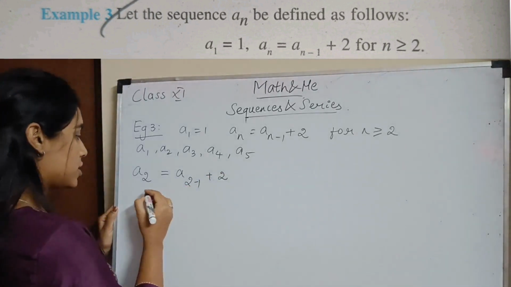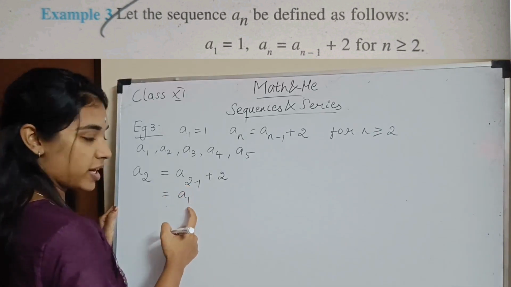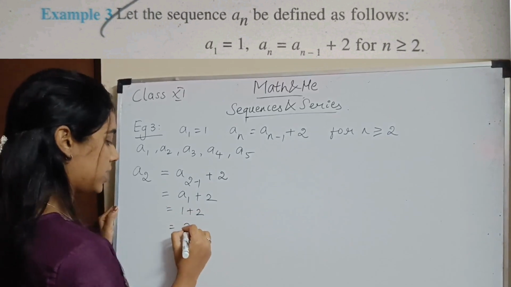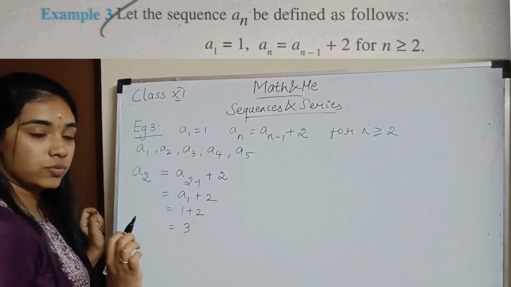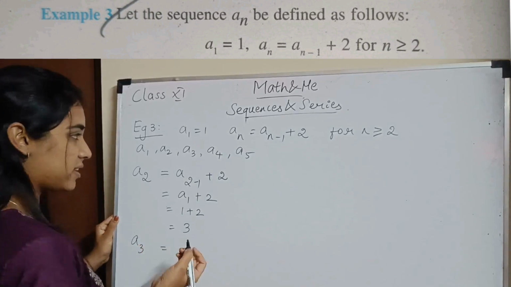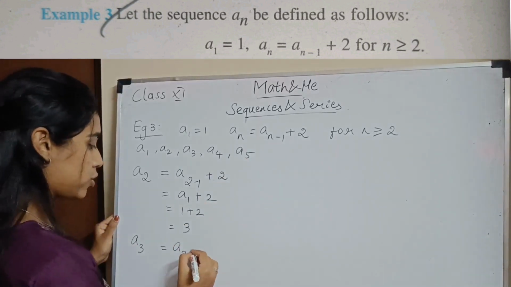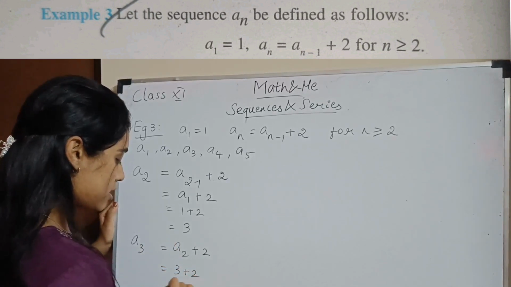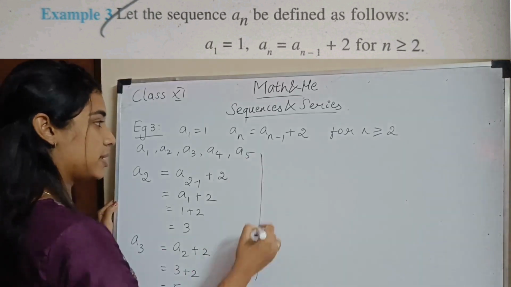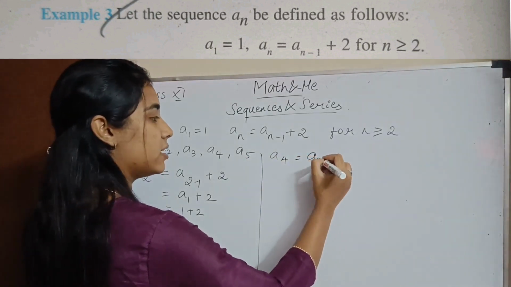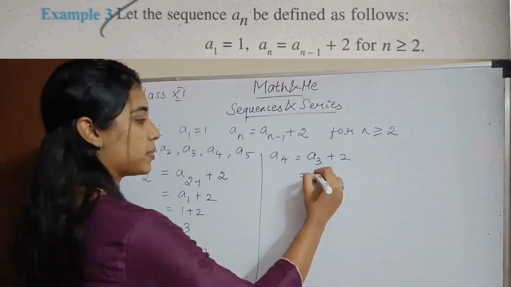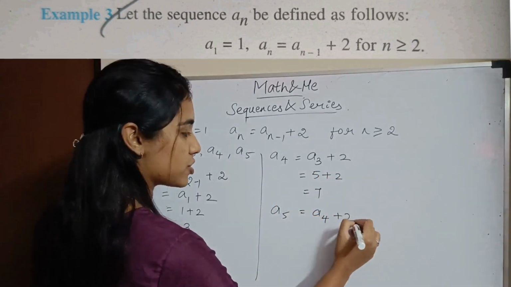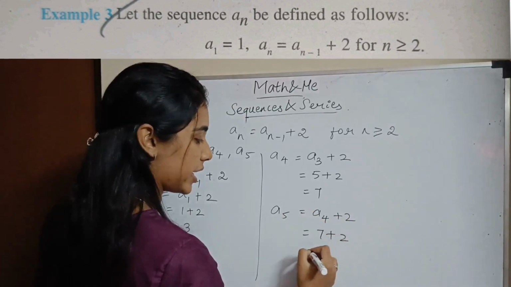So don't get confused. So what do you have? A(2 minus 1) plus 2, that is A1 plus 2. A1 is already given, which is 1 plus 2 equals 3. You have found A2. Similarly, you have to find A3. What is A3? A(3 minus 1), which is A2, plus 2. A2 we just found out in the previous step. So just substitute that. So you have 5. Similarly, A4 is A3 plus 2, which is 5 plus 2, 7. A5 is A4 plus 2, which is 7 plus 2, 9. Okay.